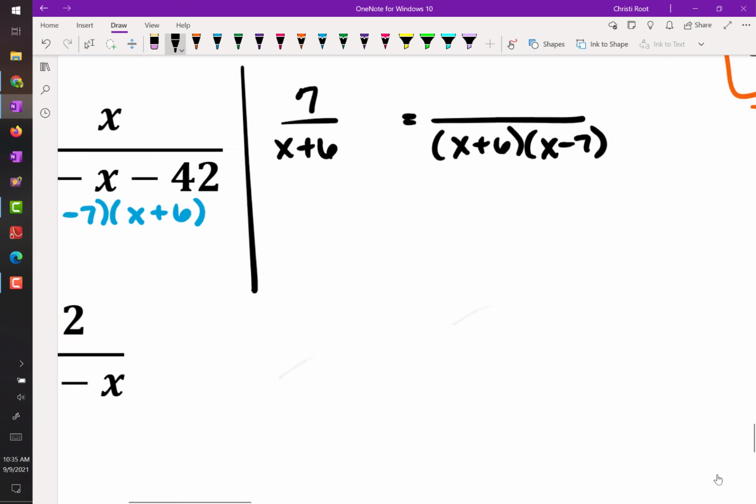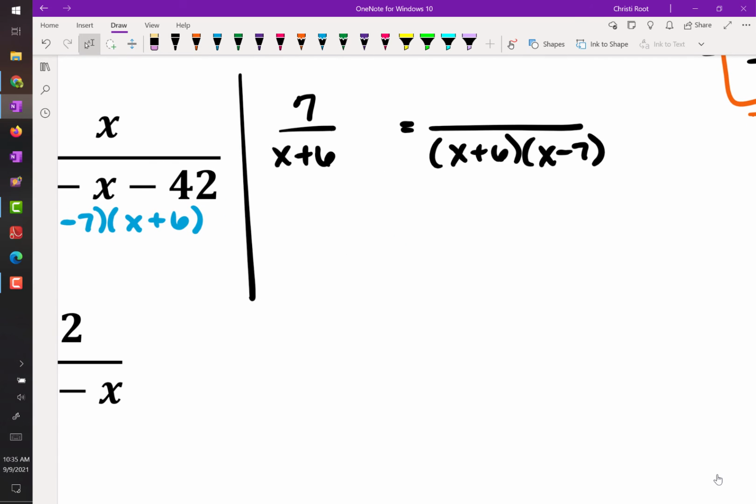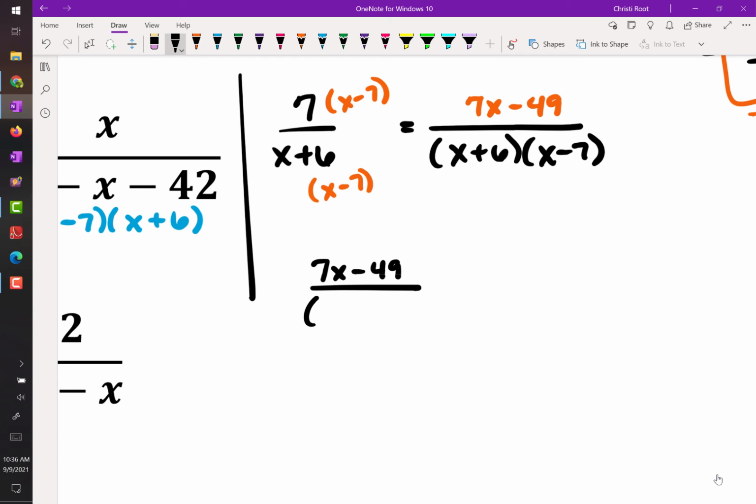What do I need to make x plus 6 into the LCD? I need an x minus 7, right? So I'm going to multiply that times x minus 7. See how I keep that in parentheses? Because it's a binomial. You need to treat that as a group. So as I simplify the numerator, I need to distribute the 7. So 7 times x is 7x. 7 times negative 7 is negative 49. So I'm going to rewrite my problem. So I've got 7x minus 49 over my LCD.